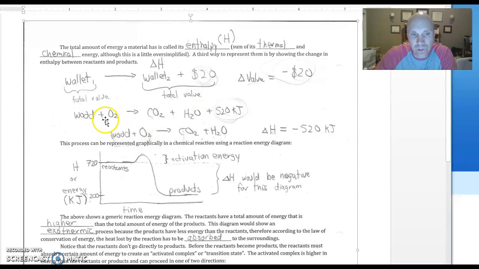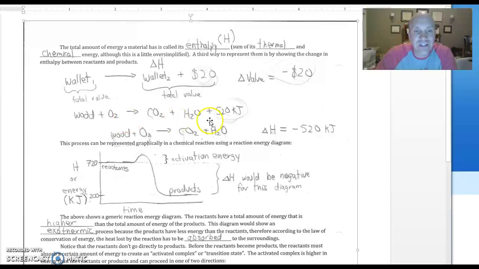All right, wood and the oxygen has more energy. Think about it. You can use wood to create heat because there's energy in it. You can't take carbon dioxide and water to create heat. Think of these as the ashes. It's what's left over after you get the heat out of the wood.